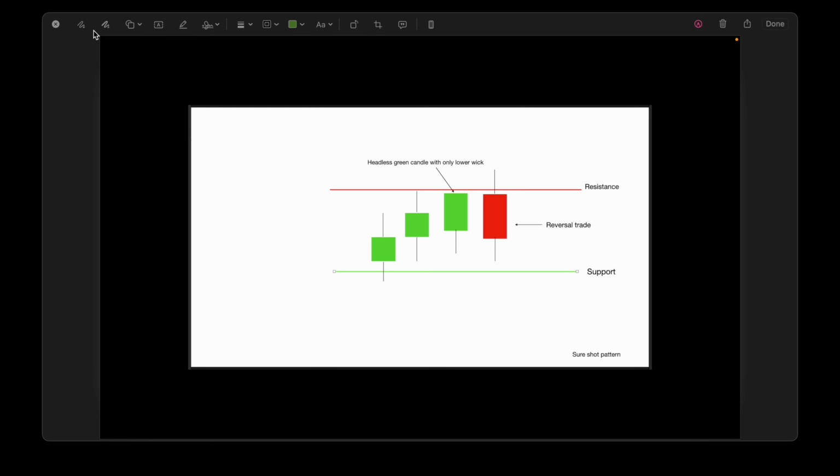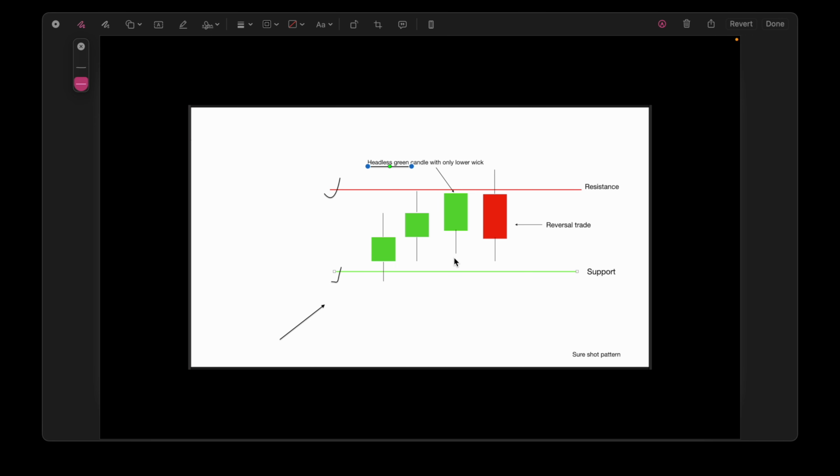Okay, and the third kind of pattern is three green candles. Doesn't matter if the green candle is a hammer or a normal candle or a spinning top, it doesn't really matter. There needs to be one support, and one resistance which should be very strong, when the market is trending up. And you spot three green candles, but the last green candle needs to have no upper wick, and it should close below the resistance. You see this candle, this is a headless green candle, and it closed below our resistance with only a lower wick.